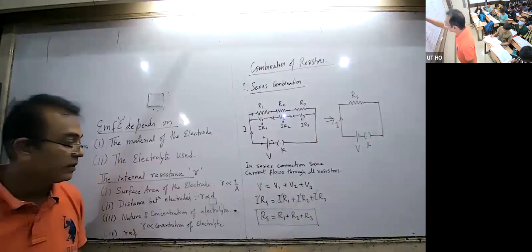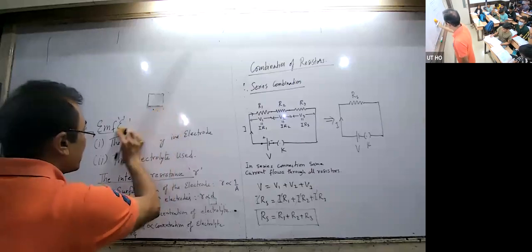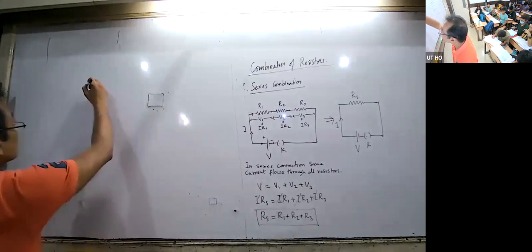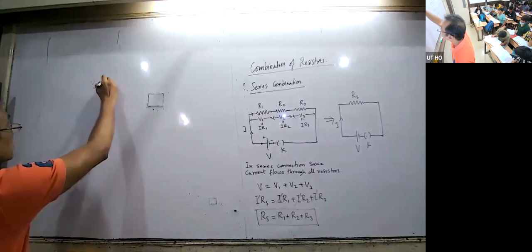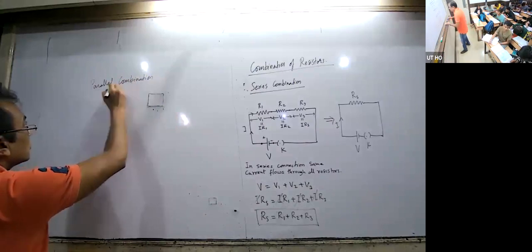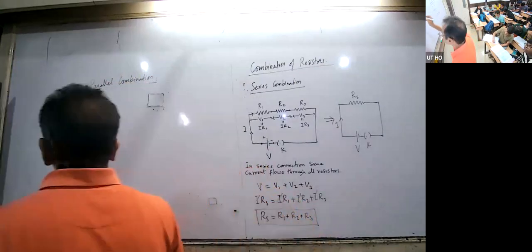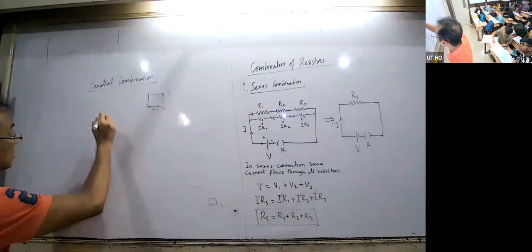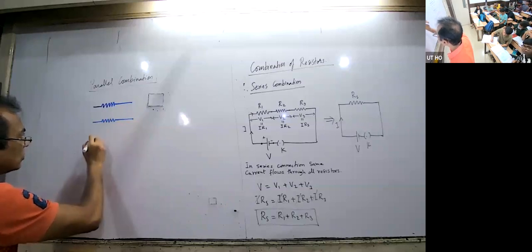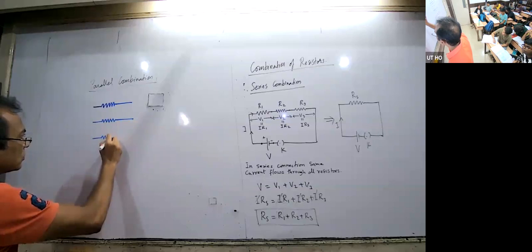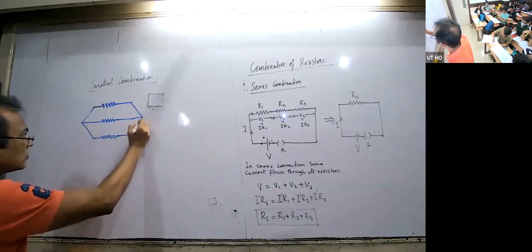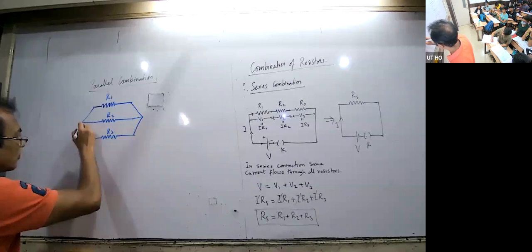Now let us see what is parallel. So again, let us say we have three resistors, R1, R2, R3. Again, the cell is connected.